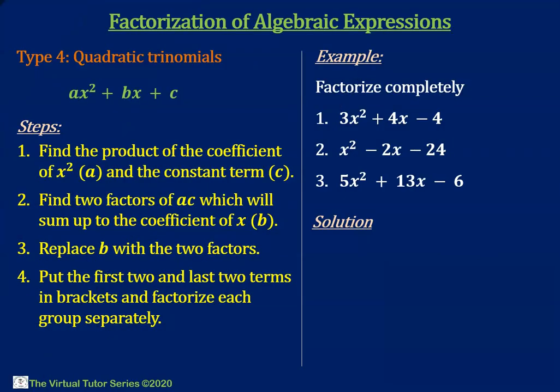Example 2. x squared minus 2x minus 24. Step 1. Let's find the product of the coefficient of x squared and the constant term. The coefficient of x squared is 1 and the constant term is -24. The product of 1 and -24 is -24.